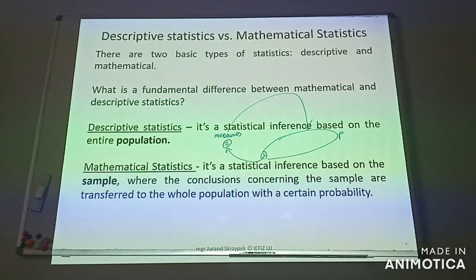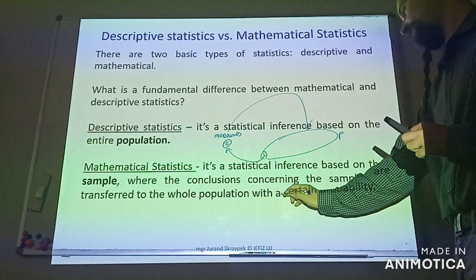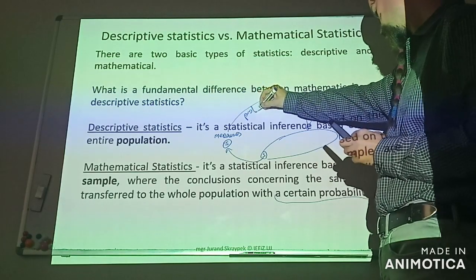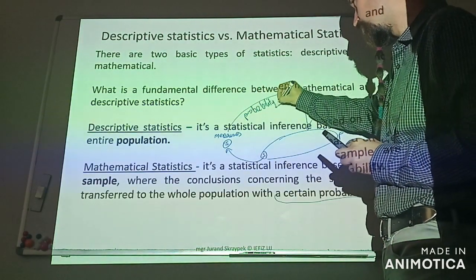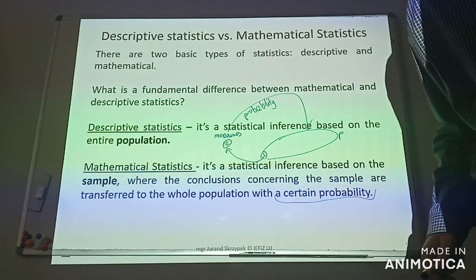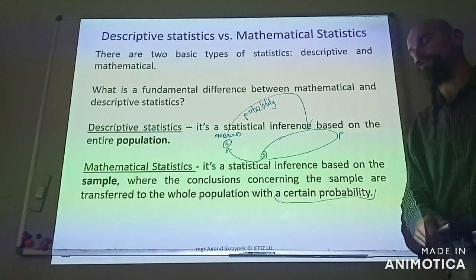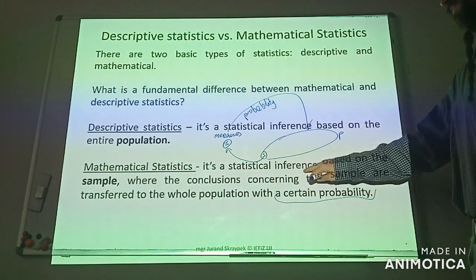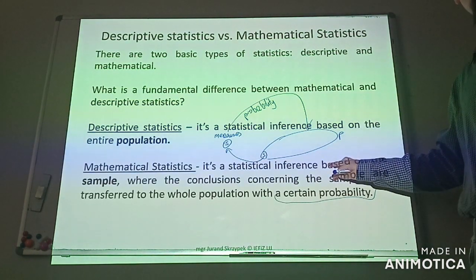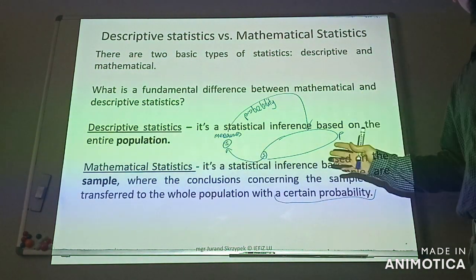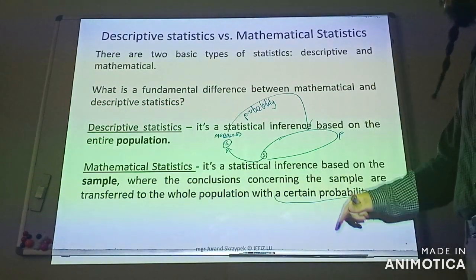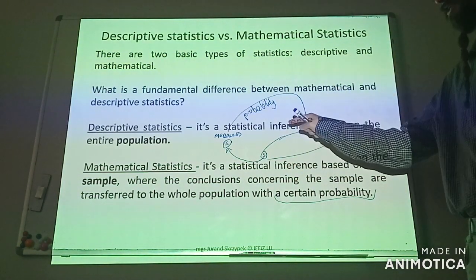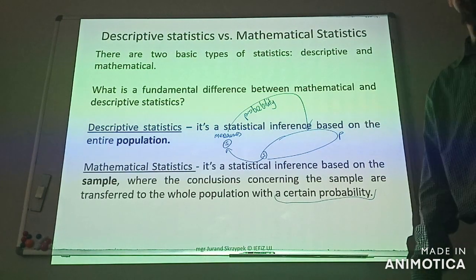So we operate in conditions of a certain probability. So we are not 100% sure about the results. So mathematical statistics is based on theory of the probability, and this is the main difference between descriptive and mathematical statistics.